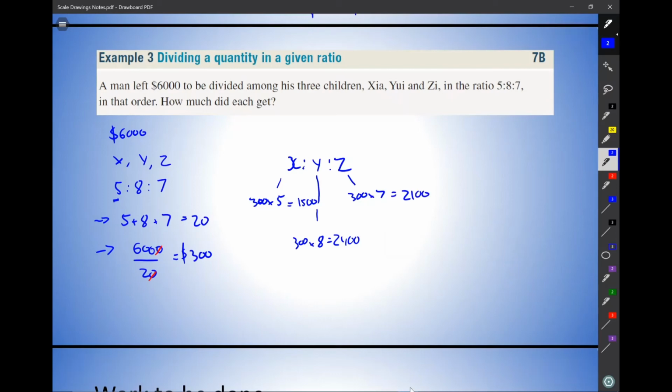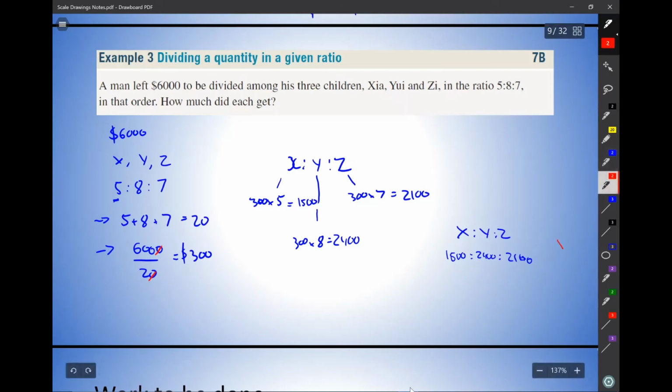So the final ratio is 1500, 2400, 2100, and we just want to check that they all add up to 6000. 2100 plus 2400 is 4500, plus 1500 is 6000. So we have answered this question correctly.